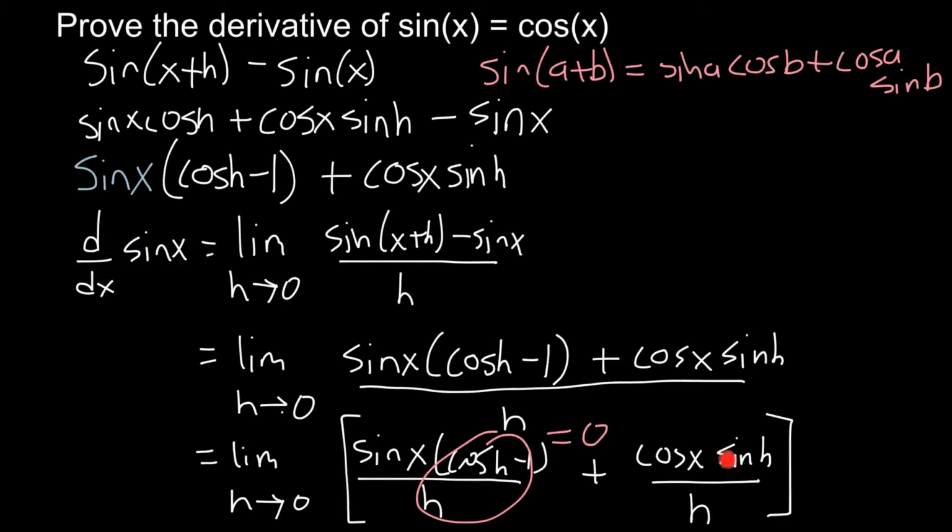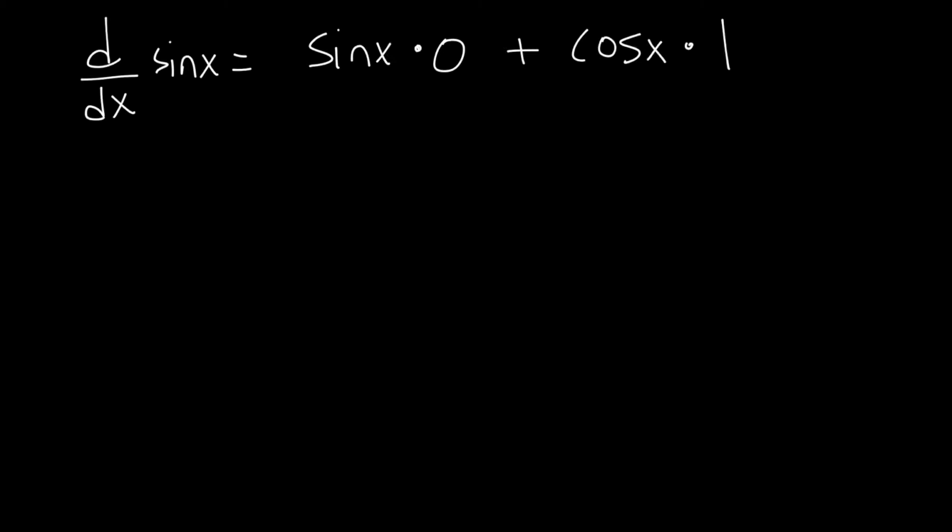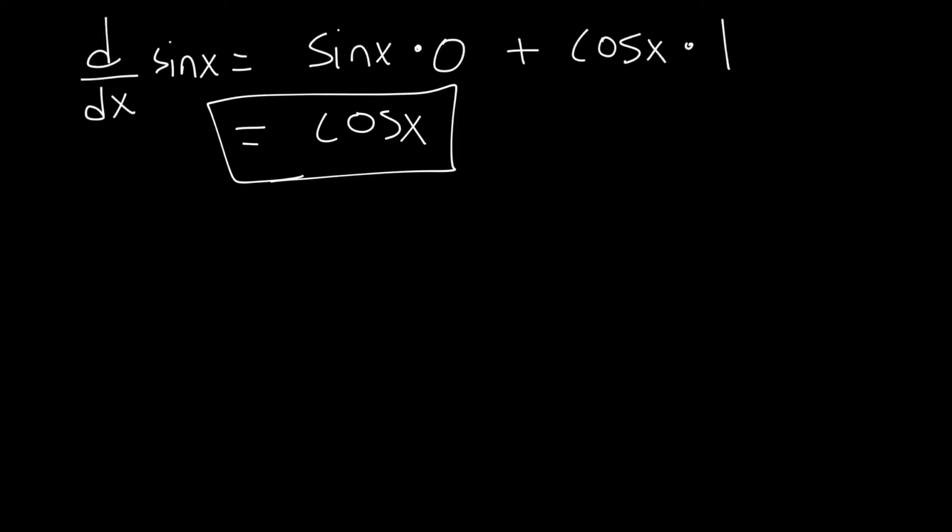Over in the other term, we have sine of h over h. This again is a known limit, and this is known to limit to 1. And so our final answer will look as follows. So we'll have the derivative of sine x equals sine x times 0 plus cos x times 1. And of course we can simplify this to simply cos x. So we have proved that the derivative of sine x equals cos x. Thanks for watching.